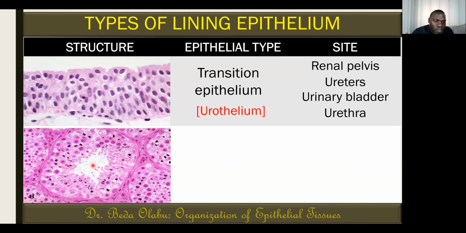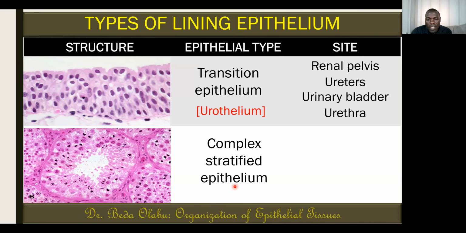This is the free surface. You can't really pick a particular shape. Because of that, we call it complex stratified epithelium. Complex stratified epithelium is unique to the seminiferous tubules of the testis, and so we call it seminiferous epithelium.